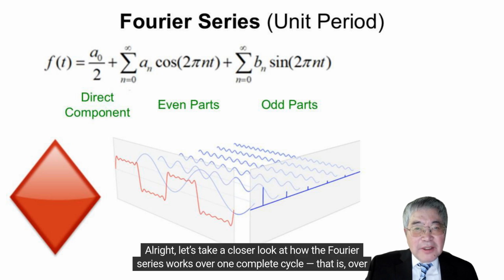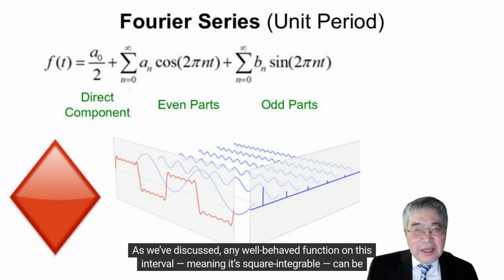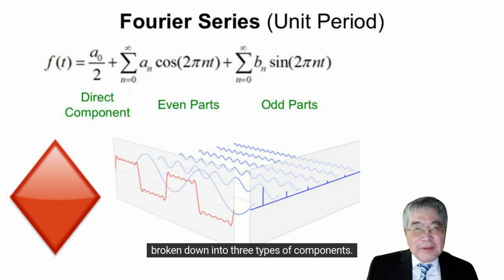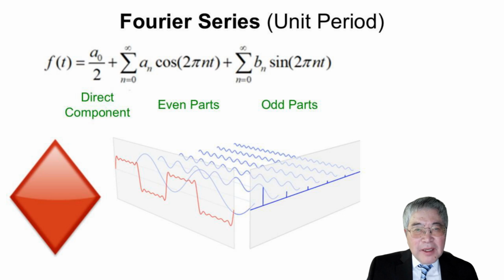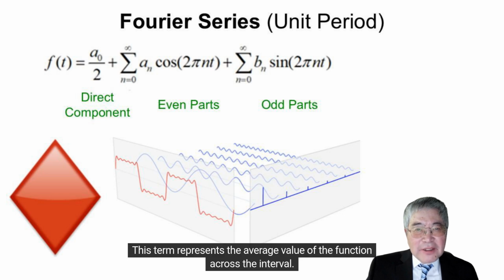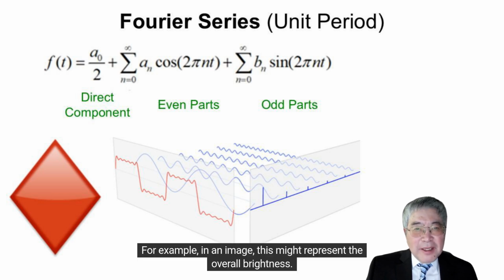Alright, let's take a closer look at how the Fourier series works over one complete cycle, that is, over the interval from 0 to 1. As we've discussed, any well-behaved function on this interval, meaning it's square integrable, can be broken down into three types of components. First, we have what's called the DC component, written as a naught divided by 2. This term represents the average value of the function across the interval. It's constant. It doesn't vary or oscillate. You can think of it as the baseline level. For example, in an image, this might represent the overall brightness. In audio, it could be the steady background hum.